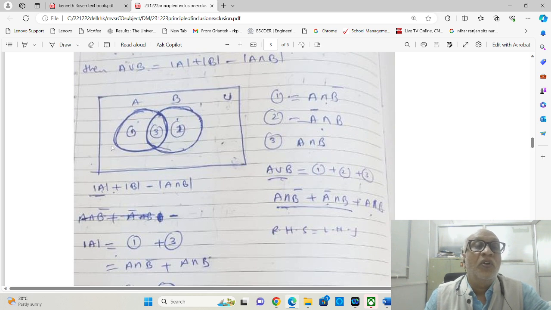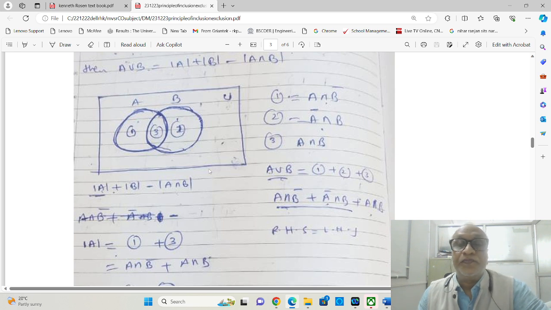So now if this is my formula, number of elements in A plus number of elements in B minus number of elements in A intersection B. Now how many elements are there in A only? This will be this part only, right? So only A. Okay. But this part will also be there, right? This part will also be there.